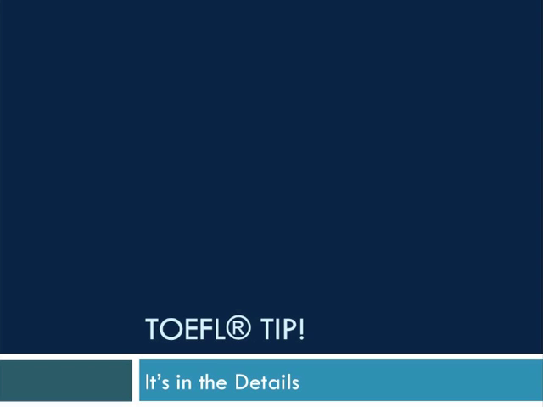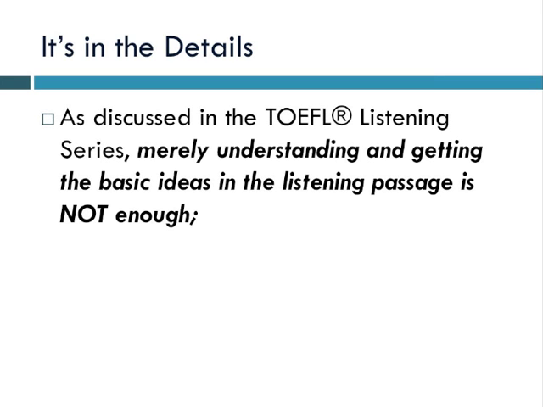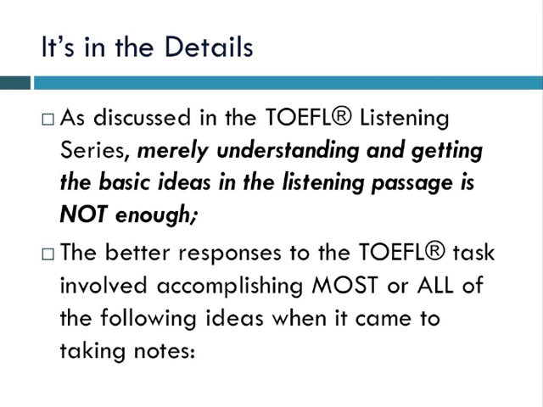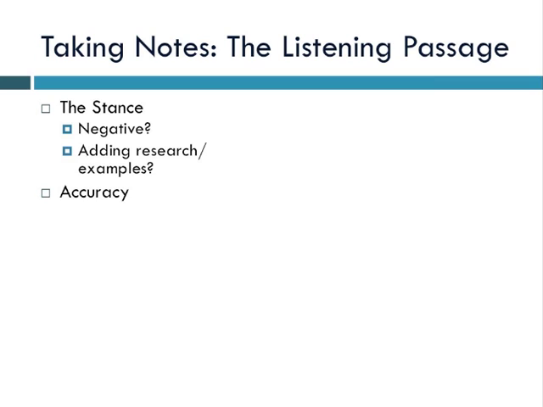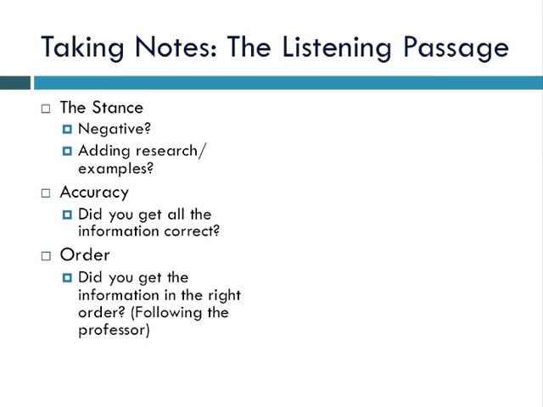So as we're listening, the key is to recognize that as we're taking notes, we can't just get the basic idea. This is something we talked about in the TOEFL listening series. We have to be able to get all of the details too. So in fact, the better responses to this TOEFL task involve accomplishing most or all of the following ideas when it comes to taking notes. If you recall, we said that you have to identify the professor's stance. Of course, we have to get information accurate. So for example, did you get all of the information correct? And did you get it in the right order?